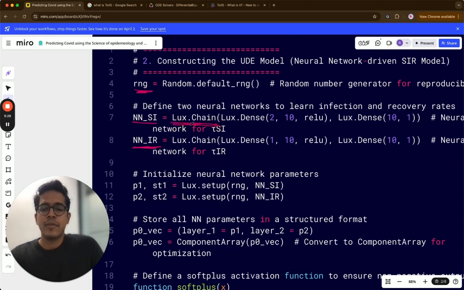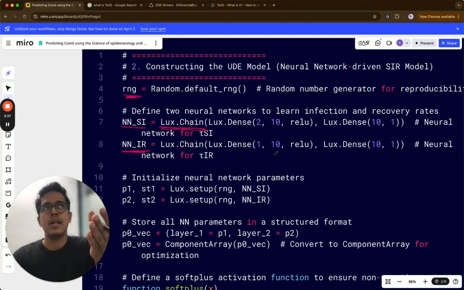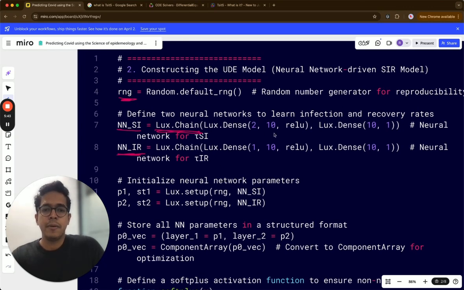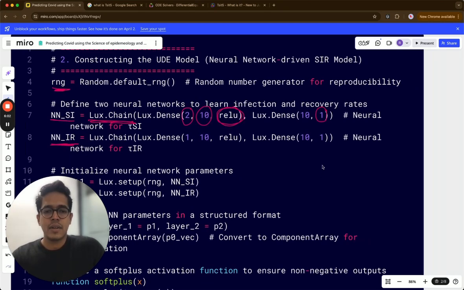So this Lux, if you remember, we imported the module called Lux in the beginning. So Lux.Chain will allow us to construct neural networks sequentially, very similar to how we do it in Keras in Python. So here we are defining a dense layer, fully connected, with a rectified linear unit activation function. So the first neural network, NN1, if you remember, had two inputs, S and I, which is why the input layer has 2 as the dimension, the hidden layer has 10 as the dimension, and the output layer is a fully connected layer with 1 output. So the neural network is like 2 here, 10 here, and 1 here. So this is the architecture of NN1.